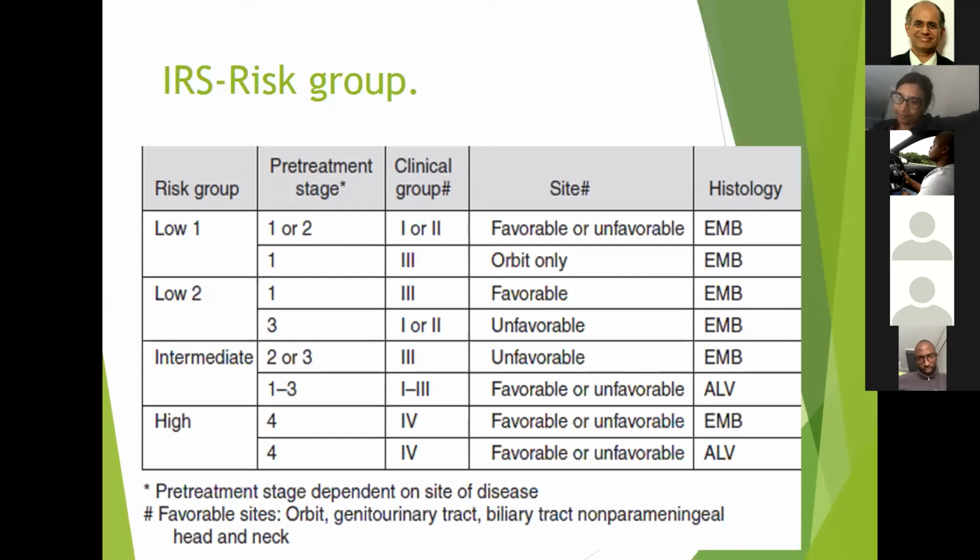And then the sites are also put as favorable and unfavorable sites. Your favorable sites here being your orbit, your genitourinary tract, your biliary tract, and your non-parameningeal head and neck. So these patients are stratified into these groups, and they are treated according to which group they belong in.